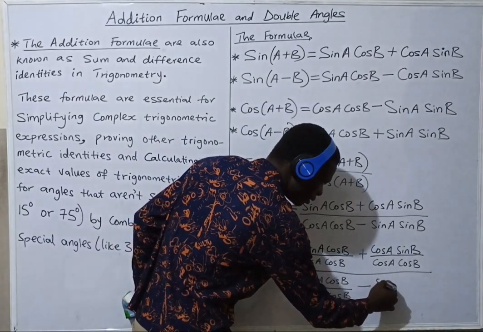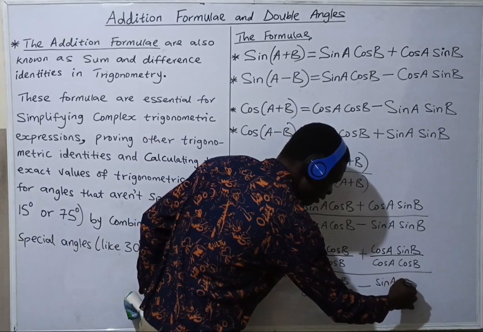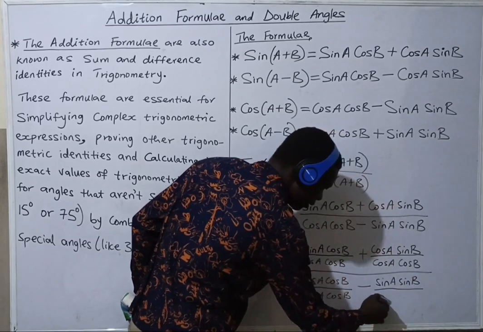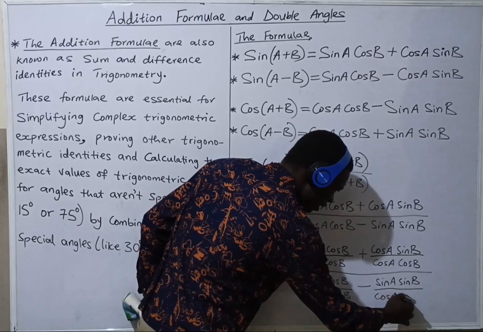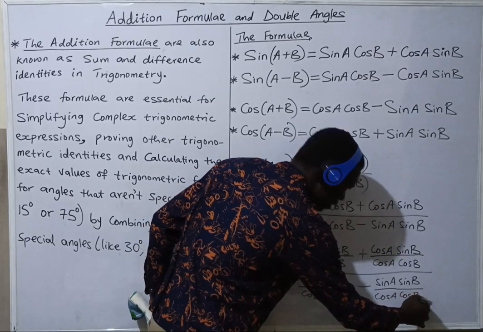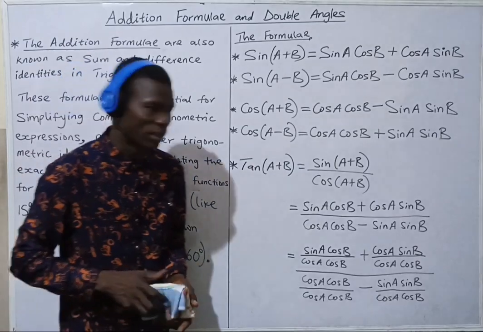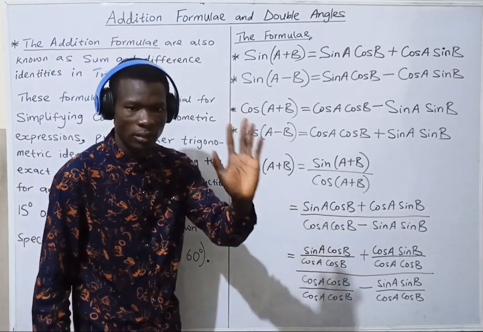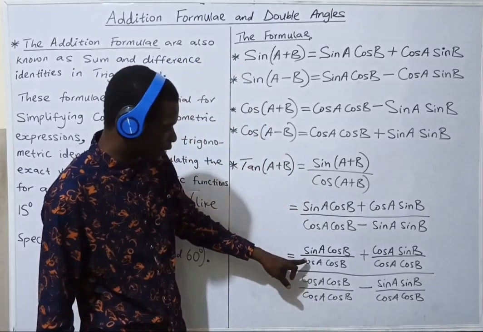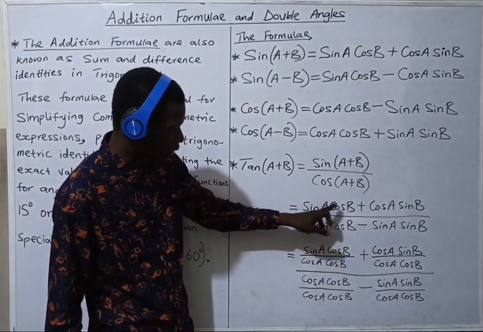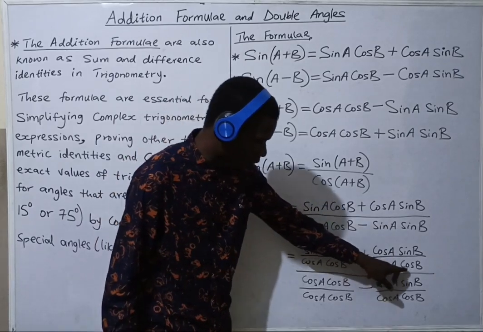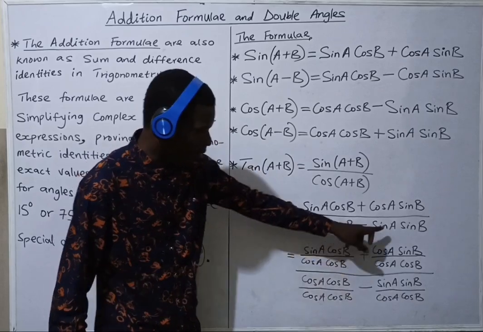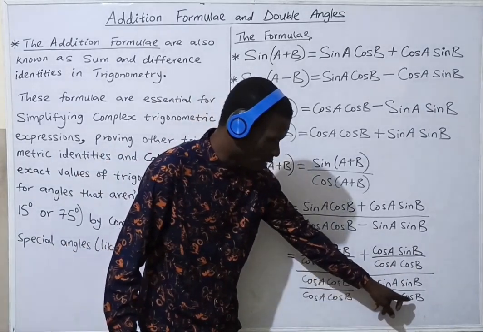That's going to be what? Sine A sine B over cos A cos B. I remind you my statement again that once you have this, you are supposed to divide everything through by what? Cos A cos B. Let's see if that's what we have done. This is divided by cos A cos B, this side. Then this side is also divided by cos A cos B. Then this side is divided by cos A cos B also. And finally, this side is also divided by cos A cos B.